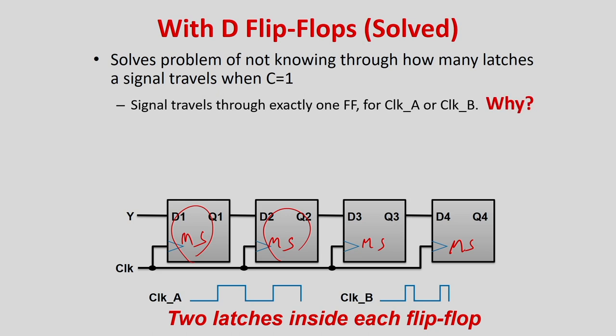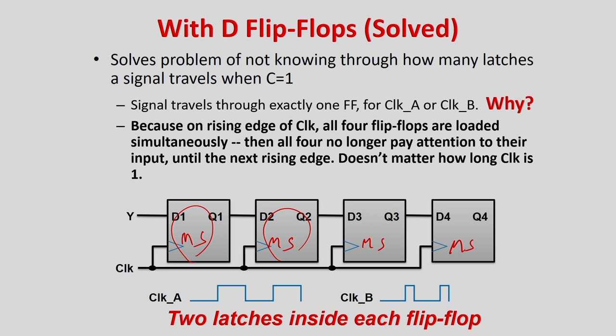A signal travels through exactly one flip flop, and for clock A and clock B, it doesn't depend upon the width of the pulse. Because on the rising edge of the clock all 4 flip flops are loaded simultaneously, then all 4 no longer pay attention to their input until the next rising edge. It does not matter how long the clock is. For this pulse it will work, and for this pulse also it will work. For both clocks it will work perfectly.